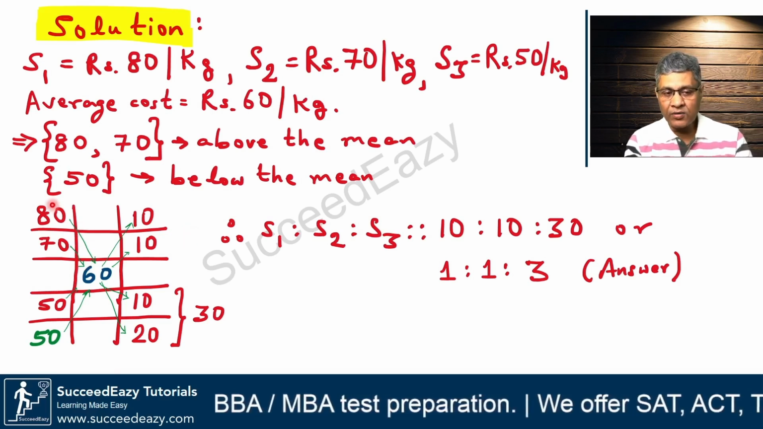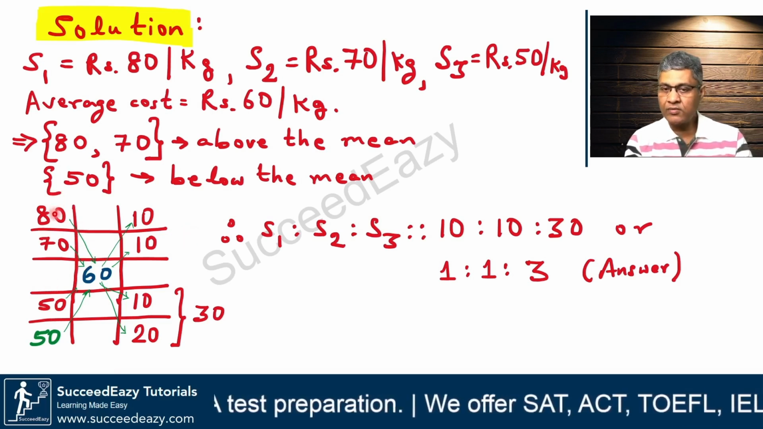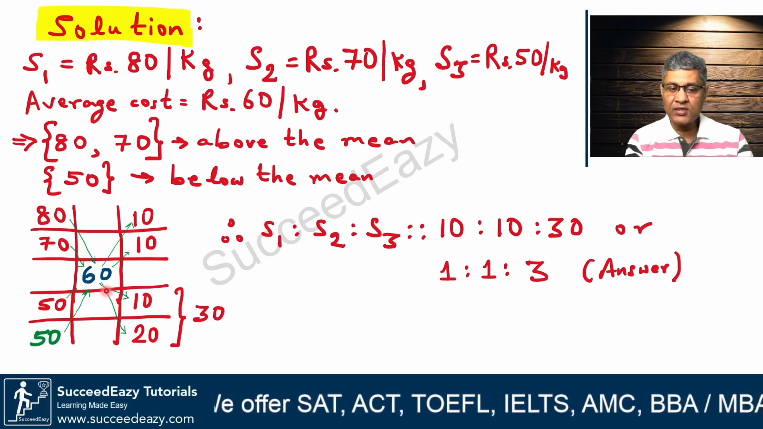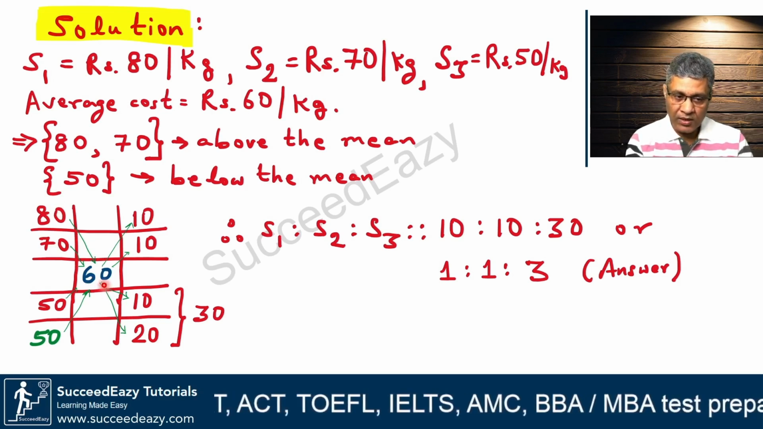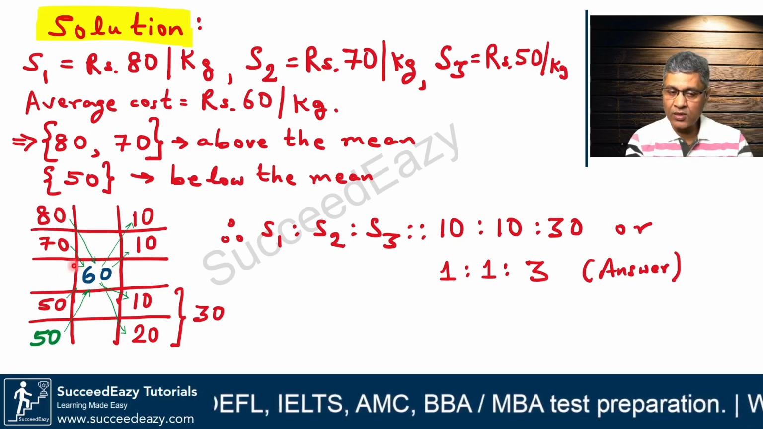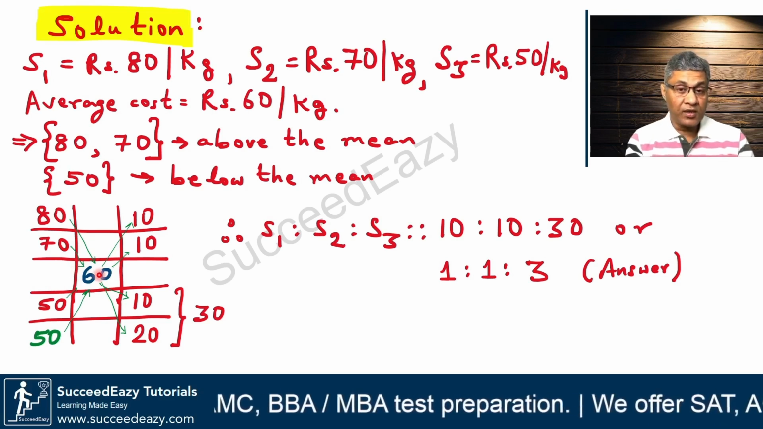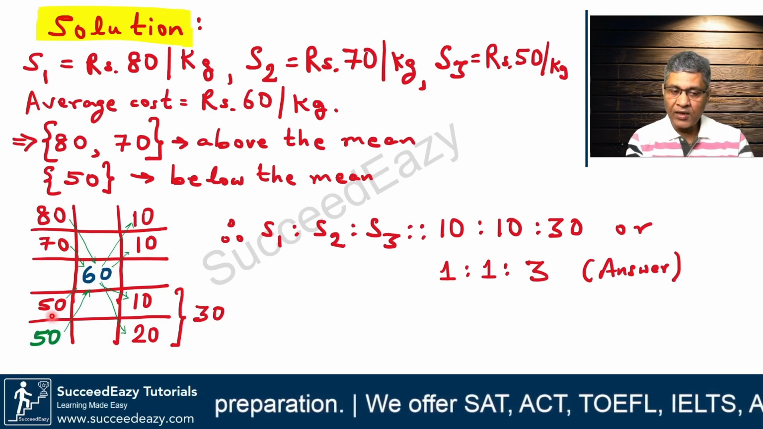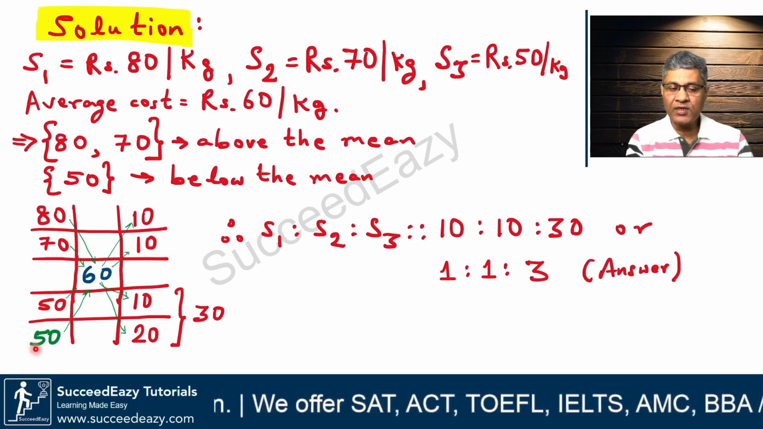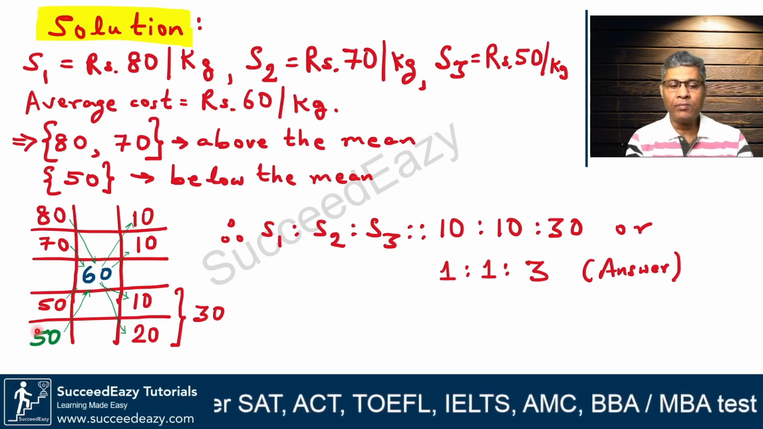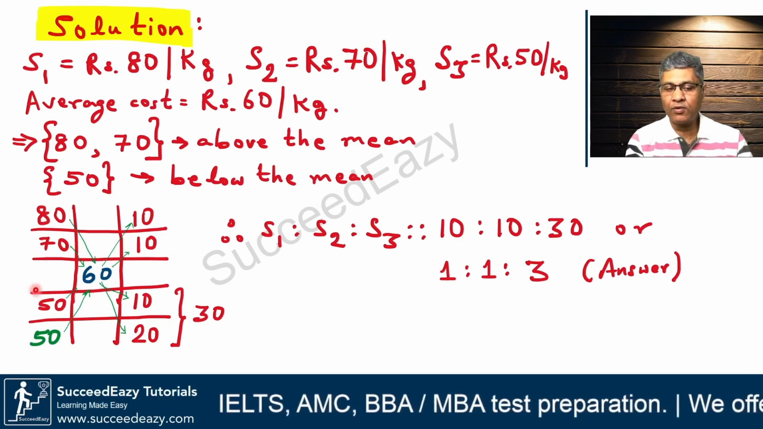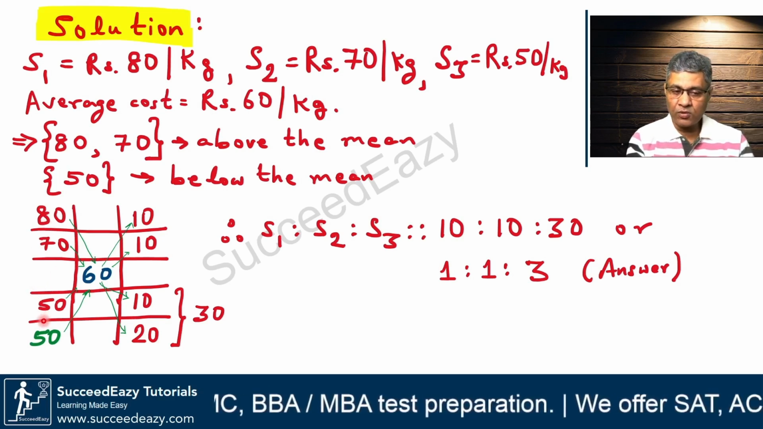We put the values in sequence, starting with the highest one, 80 followed by 70, and then 60 is the average, the desired mean value. What is below 60 is 50, and we need to duplicate this 50 in the last row. Why? Because we want to balance the number of quantities above the mean and the number of quantities below the mean. So we know the process.